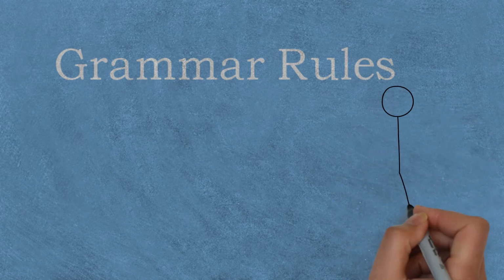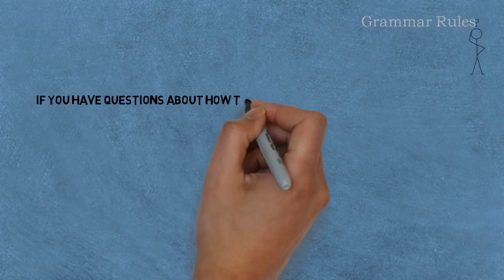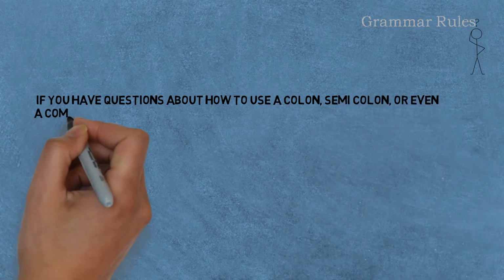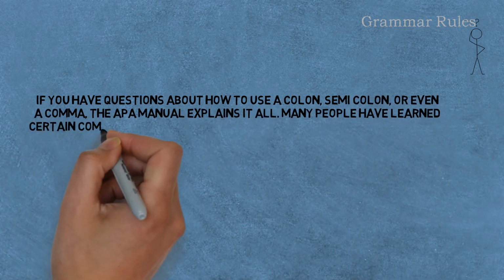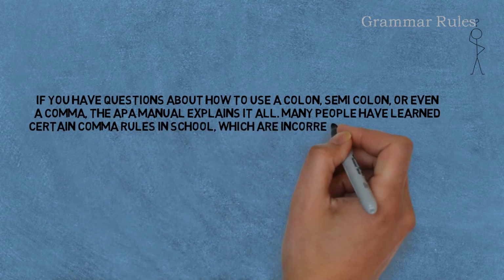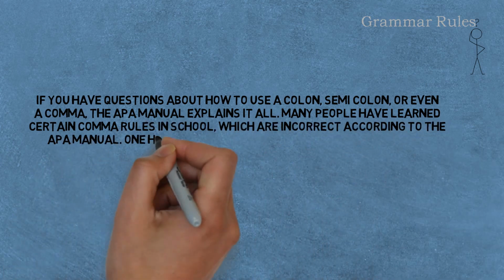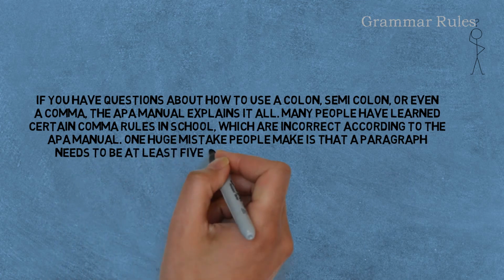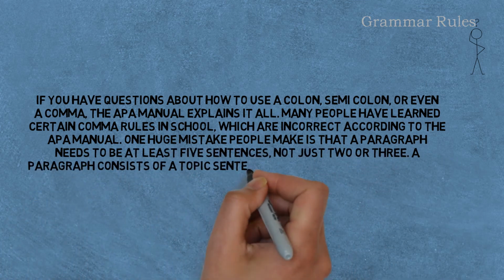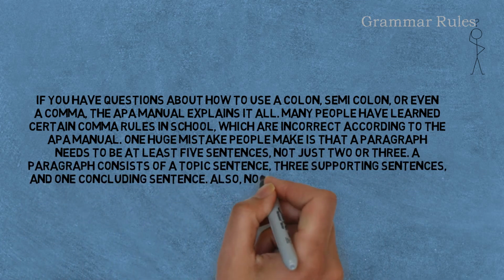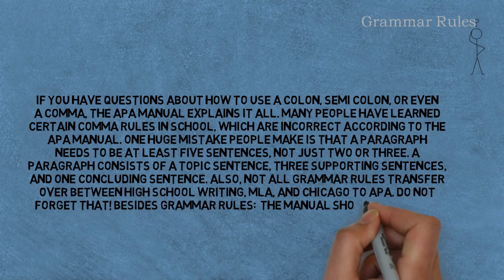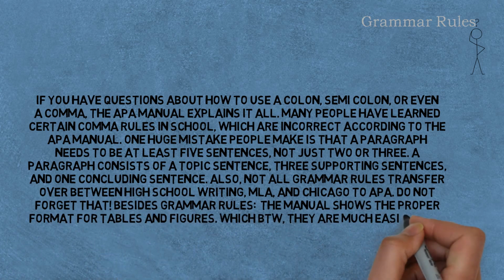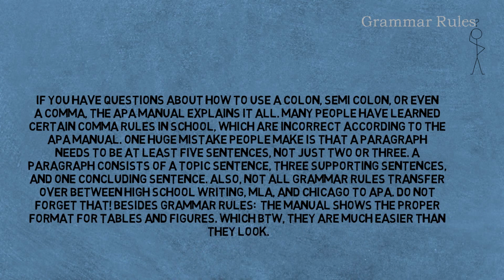What are grammar rules? If you have questions about how to use a colon, a semicolon, or a comma, the APA manual explains it all. Many people have learned certain comma rules in school which are incorrect according to the APA manual. Another huge mistake people make is that a paragraph should be at least 5 sentences, not just 2 or 3. A paragraph should consist of a topic sentence, 3 supporting sentences, and 1 concluding sentence.